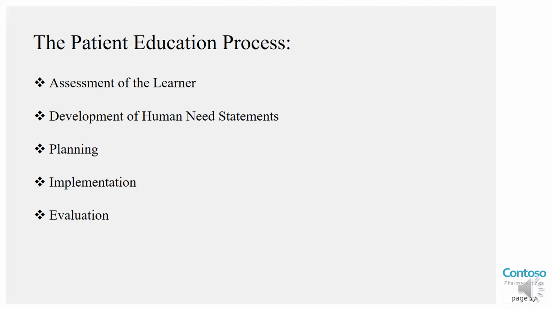So in that first step of the assessment of the learner, you need to gather information, both subjective and objective, about your patient. This can include their age, any barriers they may have to learning, such as cognitive abilities, their compliance with current or previous therapies, their cultural background, their education level, their home environment.